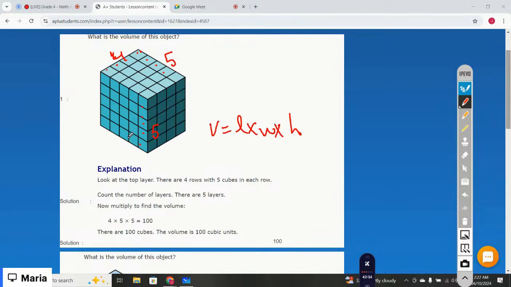You can note down this formula. Yes, that is a cube. So that is length times width times height. So you have to do 4 times 5 times 5. That is 5 times 5 is 25, and 25 times 4 is 100. So that is 100 cubic units. The volume of this object is 100 cubic units. Got it? You can note down this formula. The formula to calculate the volume of the cube is length times width times height.